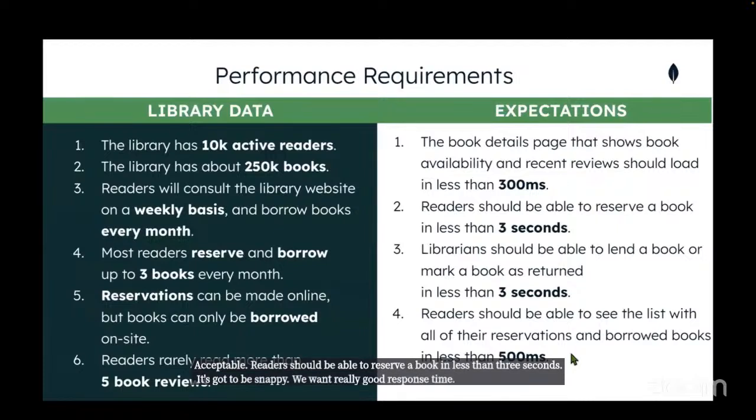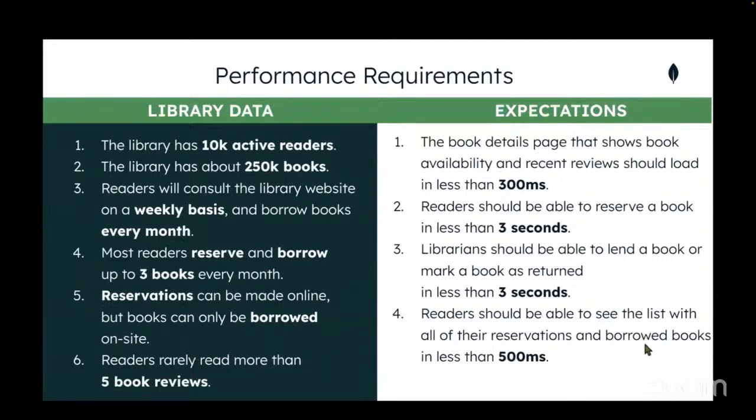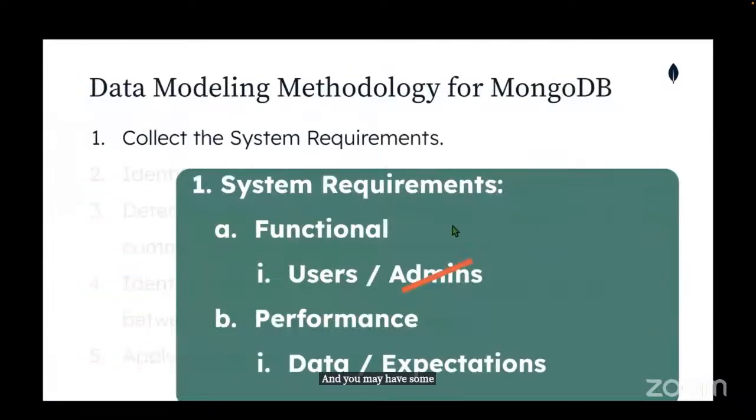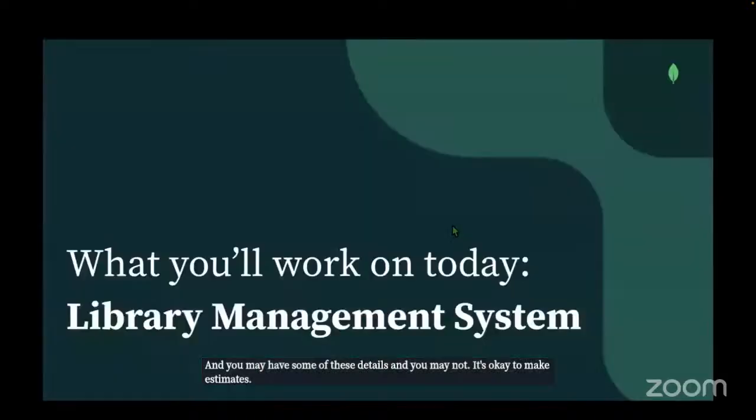Librarians should be able to lend a book or mark a book as returned in less than 3 seconds. And readers should be able to see the list with all of their reservations and borrowed book in less than 500 milliseconds. So this is a pretty good, well-defined set of performance requirements. And you may have some of these details and you may not. It's okay to make estimates.